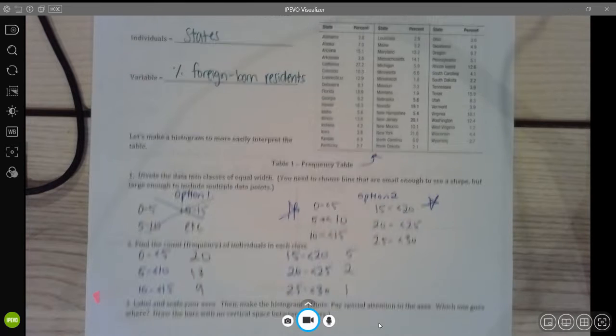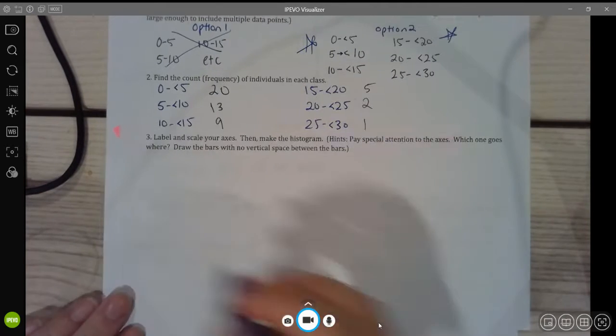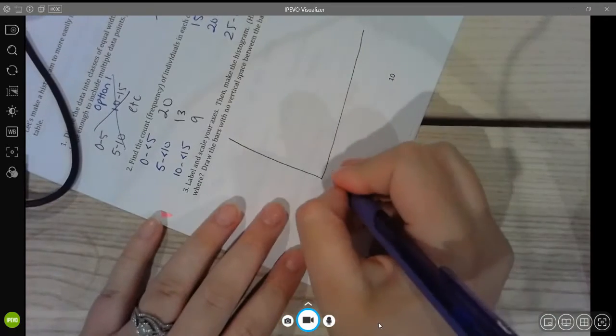So when we draw a histogram, we need to first label and scale our axes. So let's put our axes on here. We need to label them with our bins.